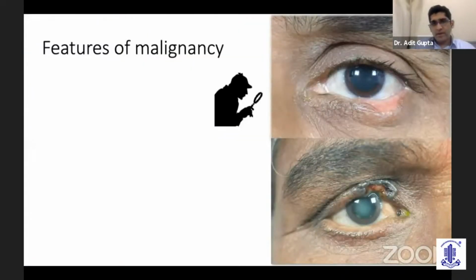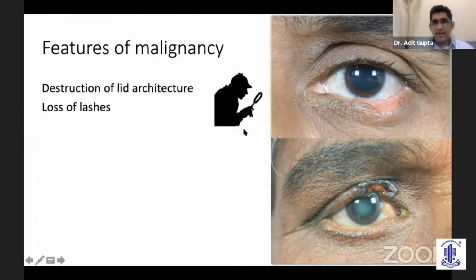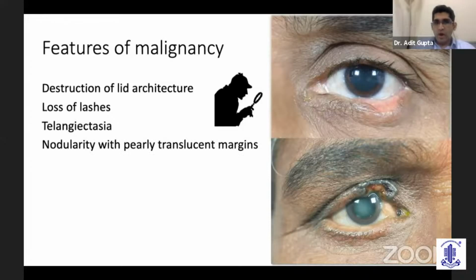Second most important thing that you need to do when you are evaluating an eyelid tumor is how to differentiate a benign tumor from a malignant tumor. So in these cases, you need to look at the eyelid anatomy and the architecture as well. Destruction of the eyelid architecture as seen in this image with rounding of the posterior tarsal margin is very indicative of a malignancy, along with localized madarosis, telangiectasias, nodularity with pearly translucent margins.